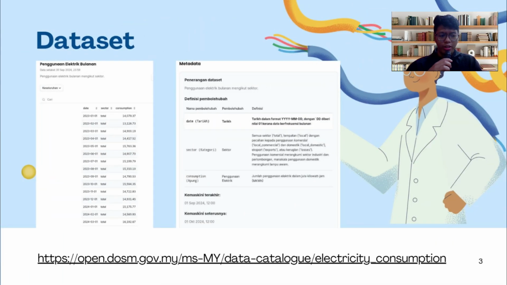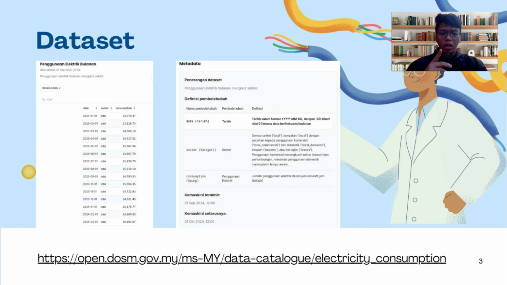For the next slide, this slide presents the data sheet used in this analysis. The data is obtained from the Department of Statistics Malaysia through the Open Data Portal, linked at the bottom of the slide. The data contain monthly electricity consumption data in Malaysia, including variables such as date, sector, and total electricity consumption measured in kilowatts per hour.